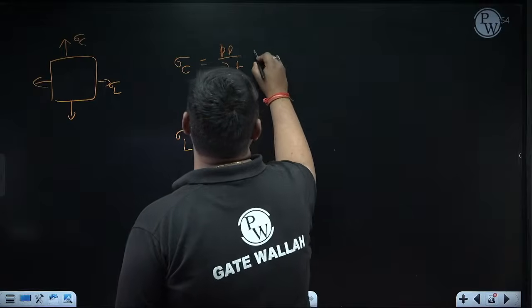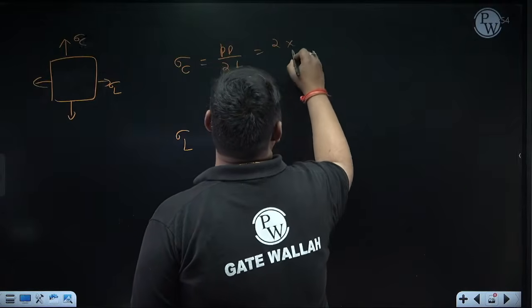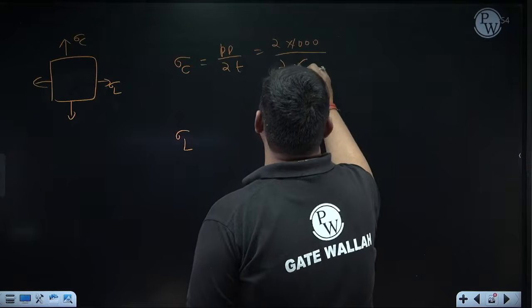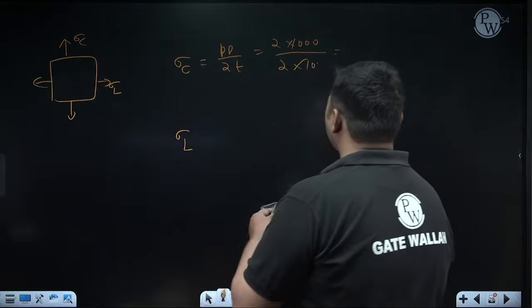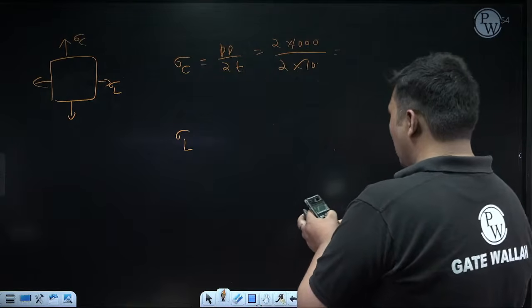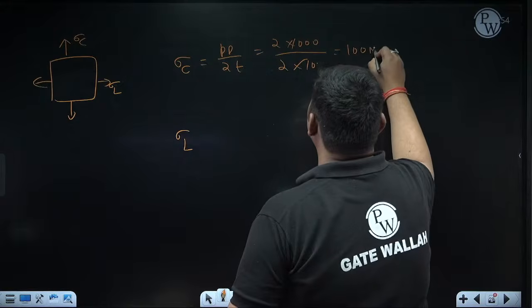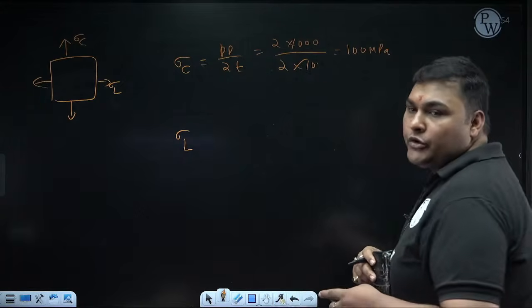Now pressure is 2 megapascal, D is 1000 mm, thickness is 10 mm. So how much circumferential stress is coming? 2 into 1000 divided by 2 divided by 10. It is coming 100 megapascal. Okay. Now what about longitudinal stress?